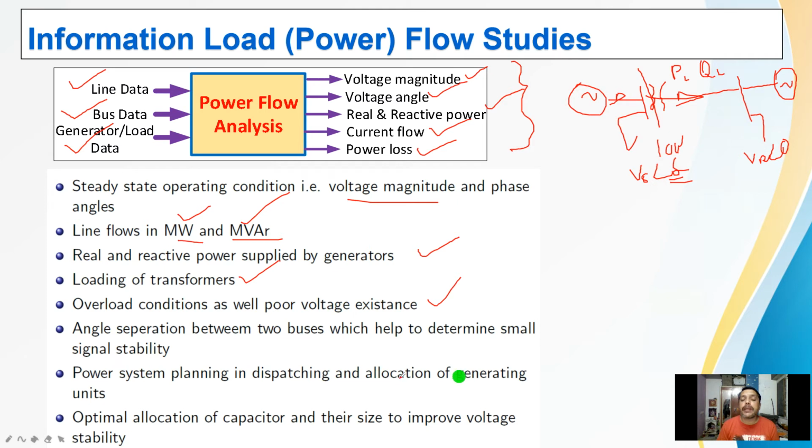Power system planning in dispatching and allocation of generators. So to meet a particular demand, which generator should be connected and which generator should be disconnected, that information is also possible through dispatching and allocating the generating units.